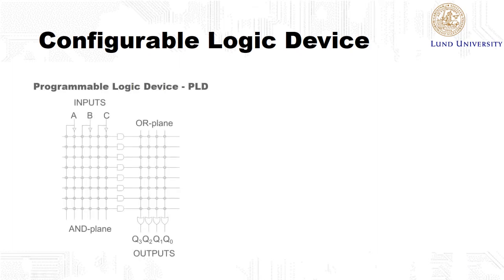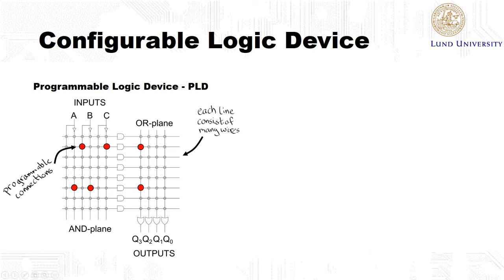One of the earlier versions of this device was the Programmable Logic Device, or PLD. It consisted of one layer of AND gates and one layer of OR gates. The designer programmed how inputs should be connected to the layer of AND gates and how the outputs of the AND gates should be connected to the OR gates. Thus it was easy to directly implement logic functions written in disjunctive normal form.